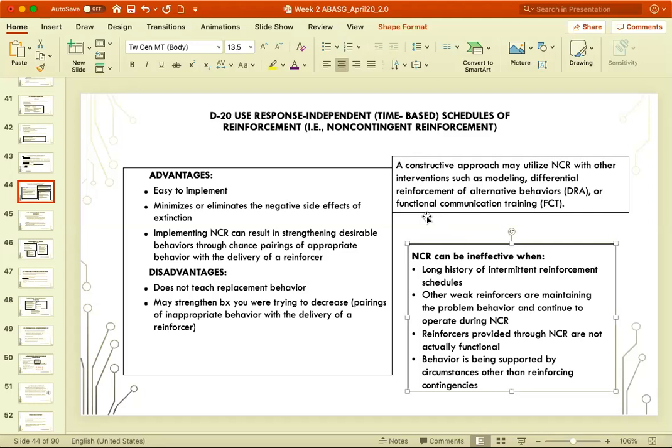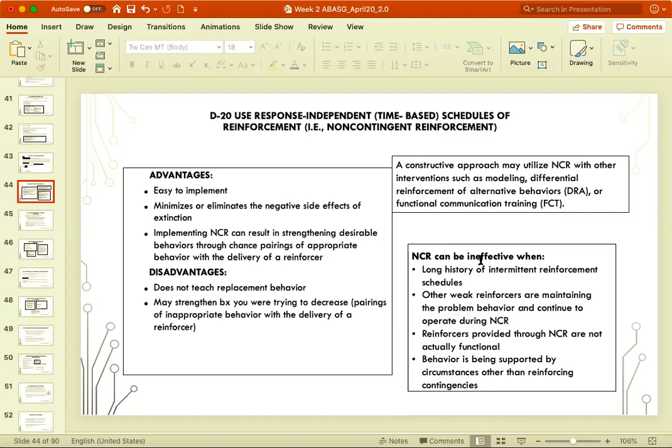Other weak reinforcers are maintaining the problem behavior. So let's just say we're doing an NCR because Jenna keeps trying to escape the table. However, when she rolls on the floor, she gets a little bit of attention from her RBTs or her parents or whatever also. And if we do not control for that, that attention may continue to operate during NCR. Then that's a consideration we need to look at, right? Because often behaviors are controlled by multiple functions. They're maintained by different things, so we need to control for both of those things.